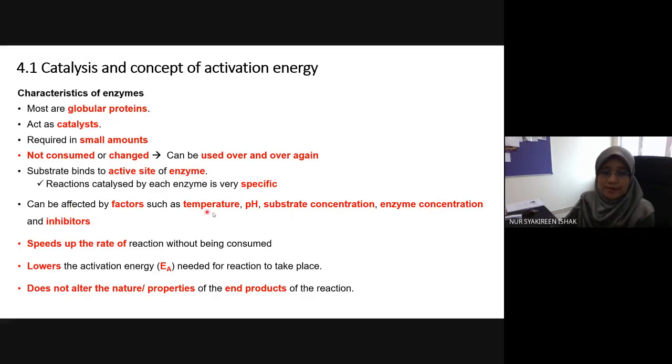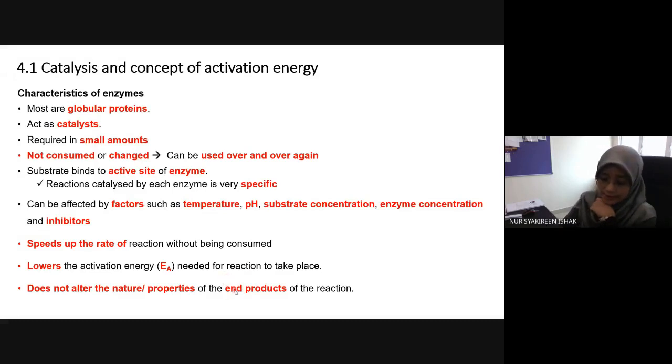So for every enzyme, they will have their own optimum temperature and optimum pH, and this also can affect the rate of reaction. By having enzyme in the reaction, the enzyme will speed up the rate of the chemical reaction without being consumed. So how does the enzyme speed up the rate of reaction? By lowering the activation energy for the reaction. And then the last one, it does not alter the nature and or property of the end products.